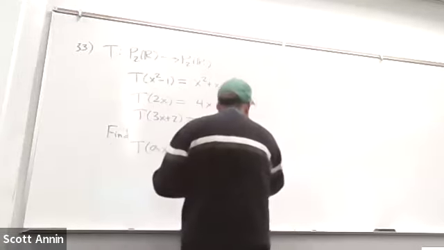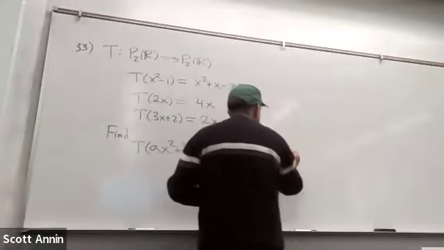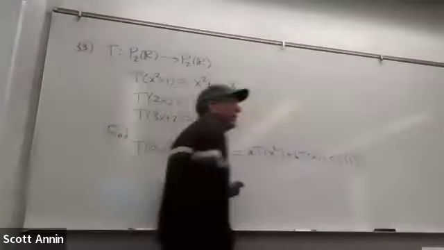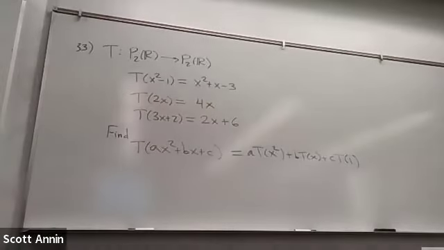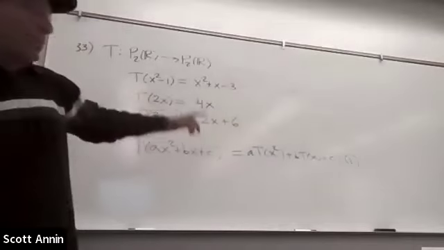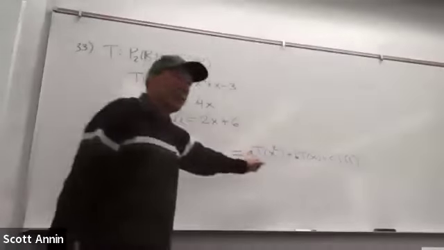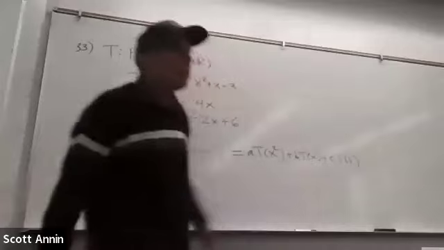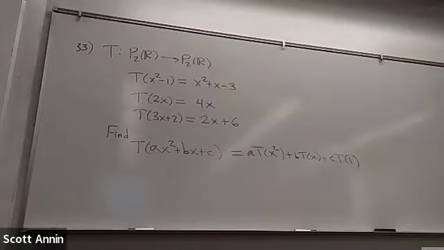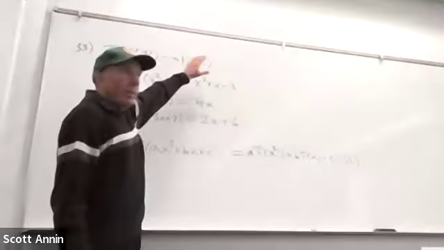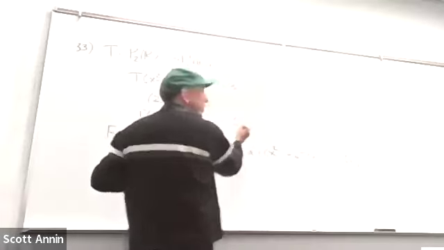I want to bust this apart using the fact that T will respect this linear combination. So I can still start off the same way. I can write it as A times T of X squared plus B times T of X plus C times T of 1. Same thing we've already done like 4 or 5 times today. But this time they didn't tell us what T of X squared is, or what T of X is, or what T of 1 is. So we have to figure those things out from what's given here. We have to work a little bit harder with this.